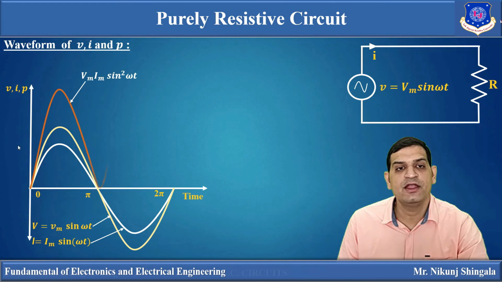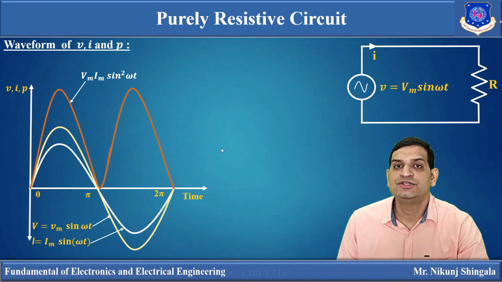So we can draw it this way. This is the graph of the instantaneous power, that is Vm Im sin square omega t, the product of the instantaneous value of voltage and current at every instant. Here you can see the product is 0. Here the product is maximum because both voltage and current are maximum. Again here the product is 0 because both are 0. Now both quantities are negative, so the product will be positive, and here it will attain the maximum value.